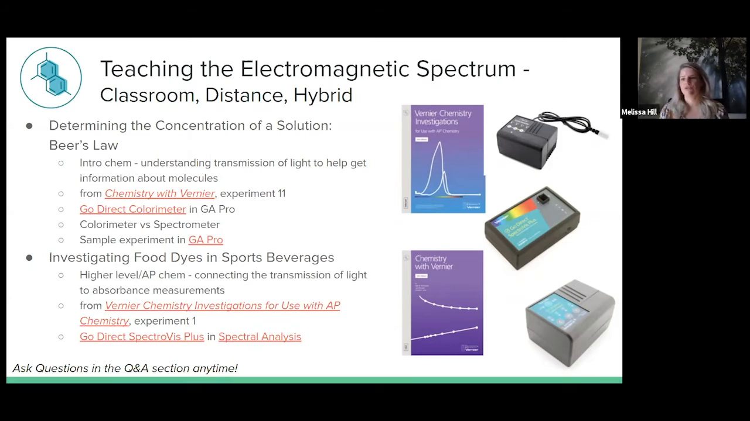And going into the investigating food dyes and sports beverages, that kind of higher level AP Chem, maybe your freshman introductory chemistry course would use an experiment like that to really connect the idea of transmission of light and absorbance measurements. So you're no longer just trying to discover concentration or the color wheel, but you're actually trying to make that connection with students of where does Beer's law come from? You know, why can you use the transmission of light to determine concentration? So we're going to talk about both of those today.